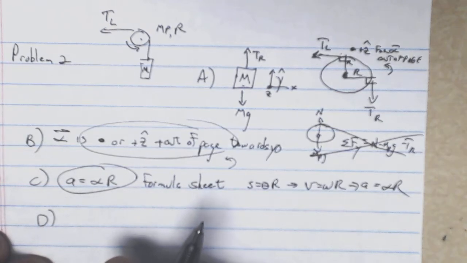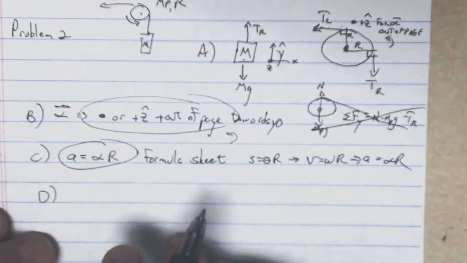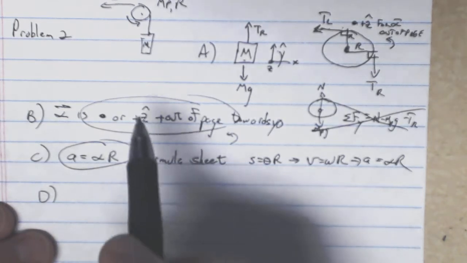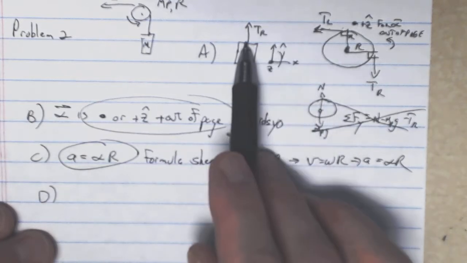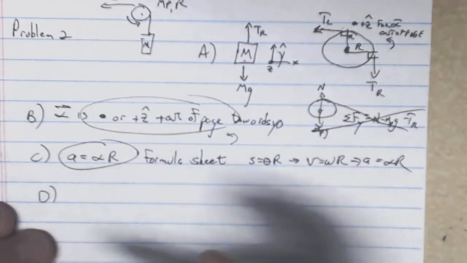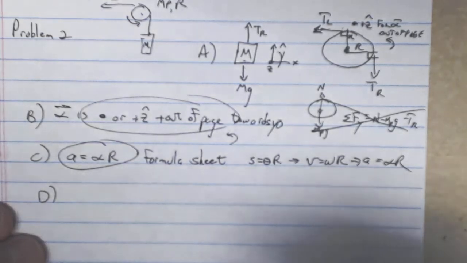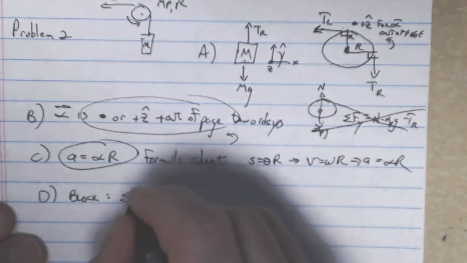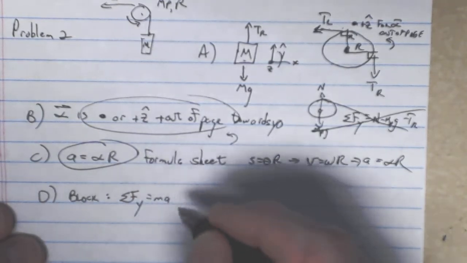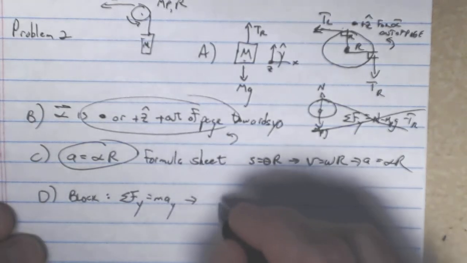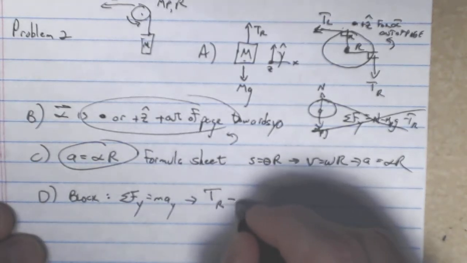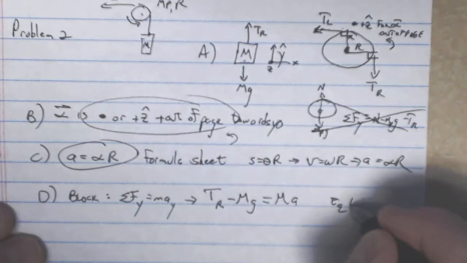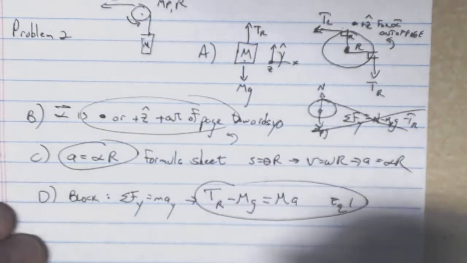Part D says, okay, write out Newton's laws for the block and for the pulley in terms of the quantities that you're given above, plus the things that we'll end up solving for: the tension in the right side of the rope, and the a and alpha for the block and pulley. Okay, so for the block, we just have to write down the sum of the forces in the y direction equals mass times acceleration, which is in the y direction. And that just goes to TR, which is positive for us, minus mg equals ma. I'll call that equation 1. That's half of what you need for this problem.